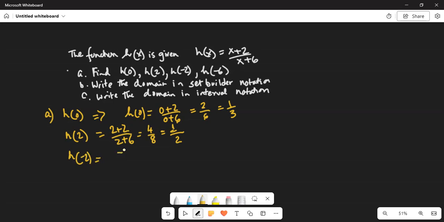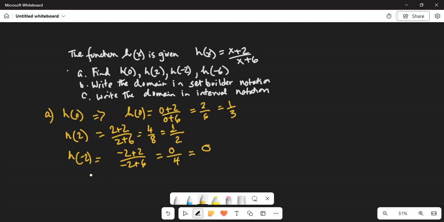Then they said h of minus 2, which is minus 2 plus 2 divided by minus 2 plus 6. Minus 2 plus 2 is 0, and 6 minus 2 is 4. 0 divided by 4 is 0.